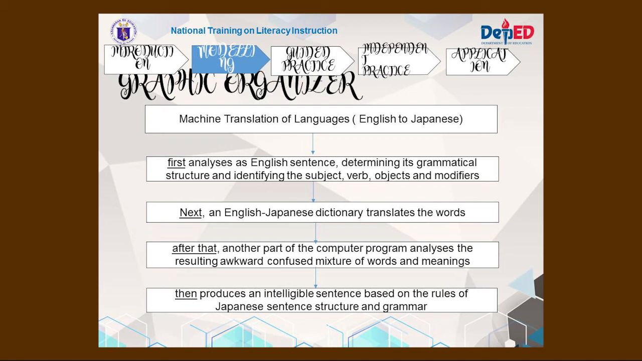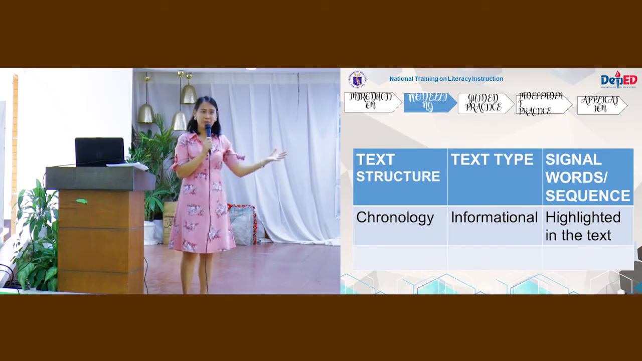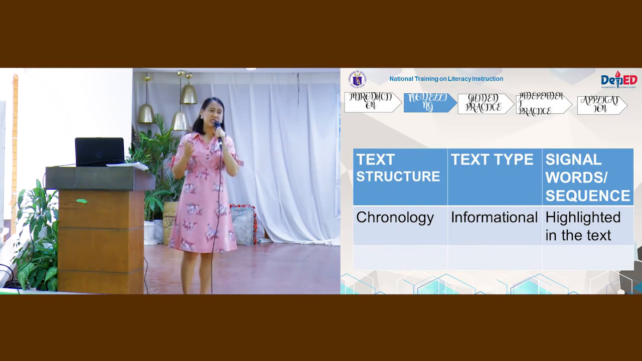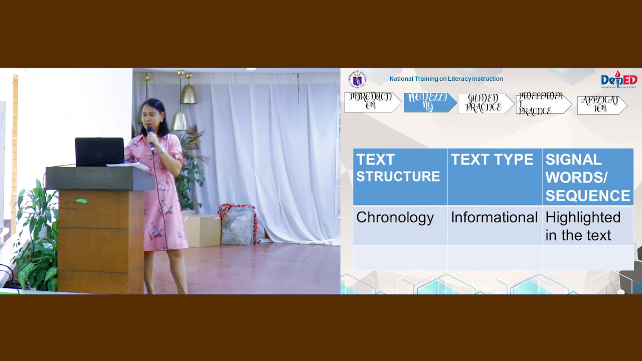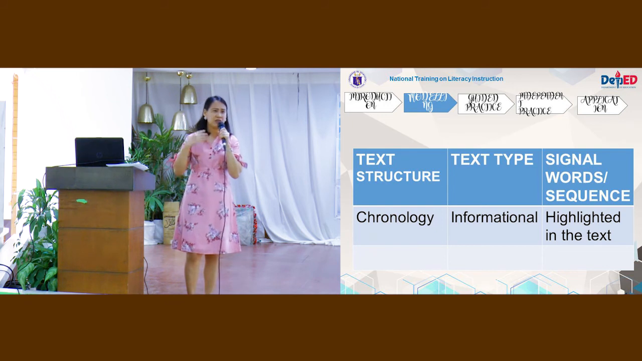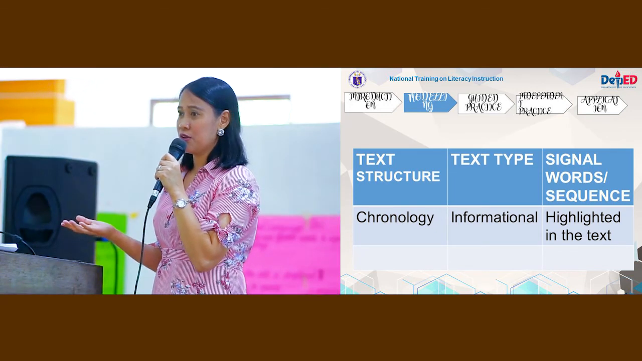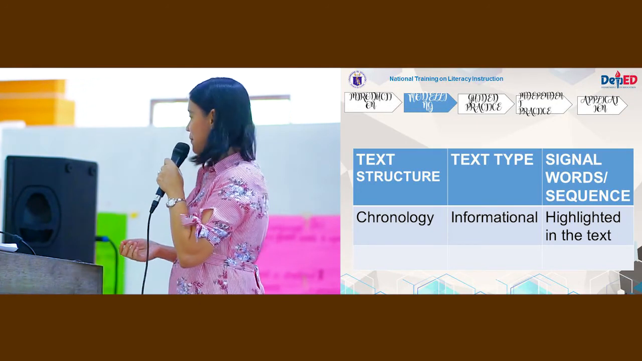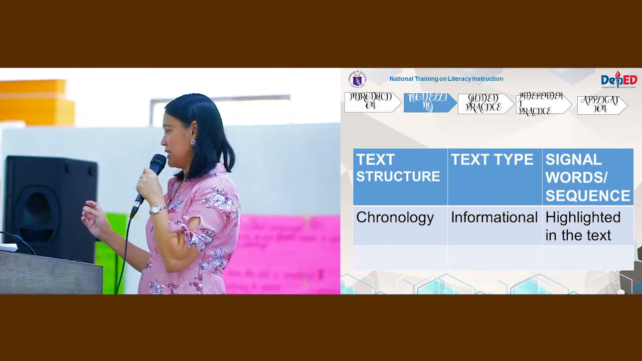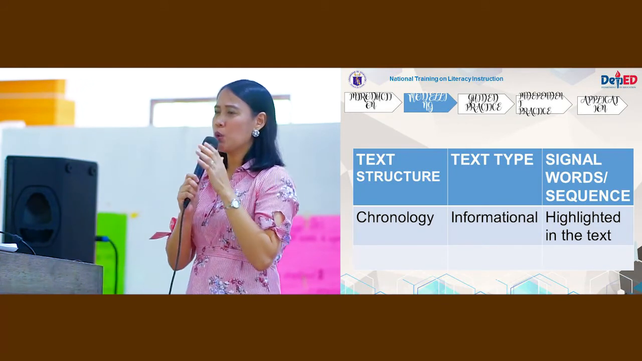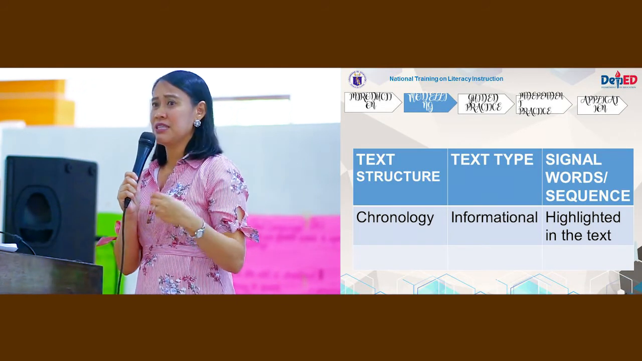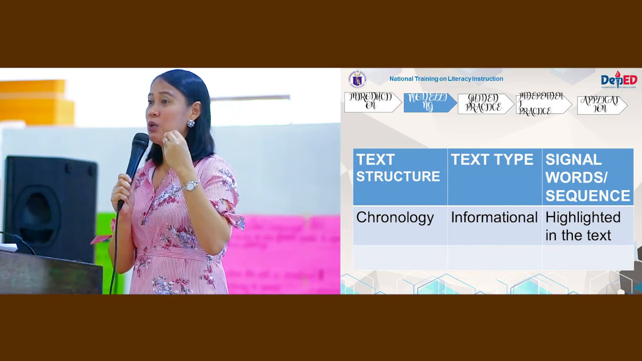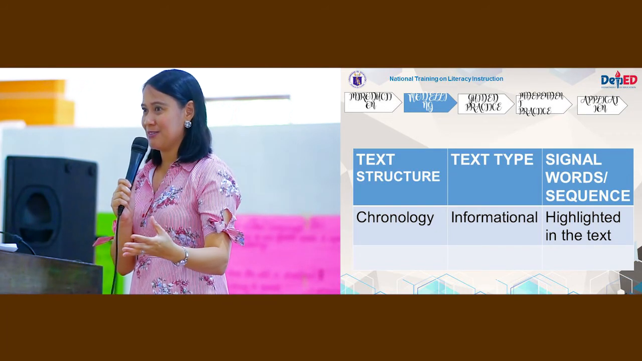Okay? So, with that, a specific example of modeling to you for your key stage 2. Again, for key stage 3 and 4, you may include this. Okay? Helping them to identify the text structure. Very easy if it is a sequence, chronology. And then for this text type, informational. Okay? And then signal words already highlighted in the text. Okay? So always remember that when we give text to our learners, it should be localized and contextualized, okay?